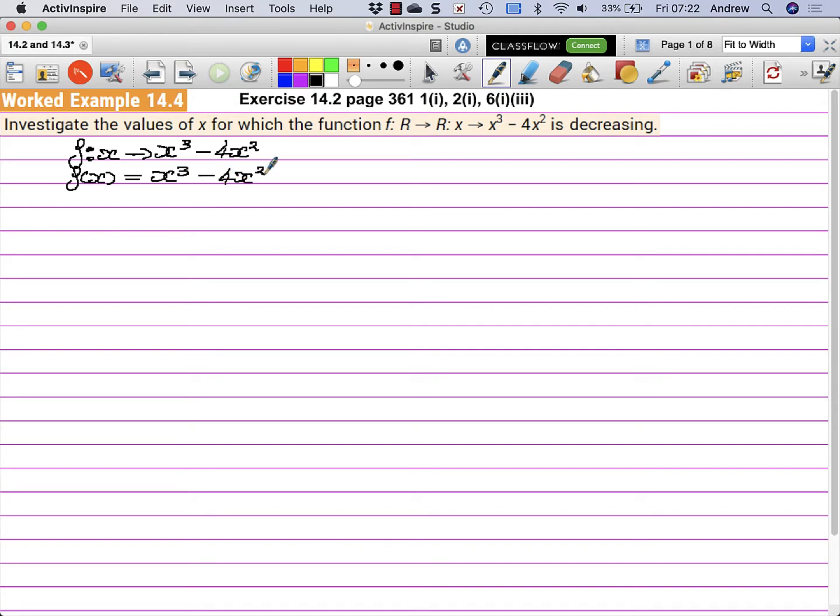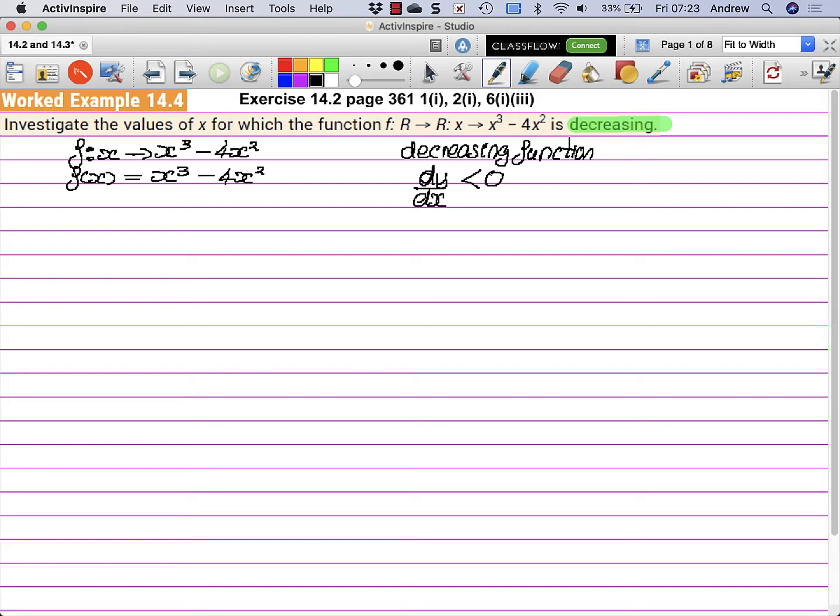The question makes reference to a decreasing function, and the formula for a decreasing function is dy dx less than 0. And we have to find the values for where this cubic is decreasing.